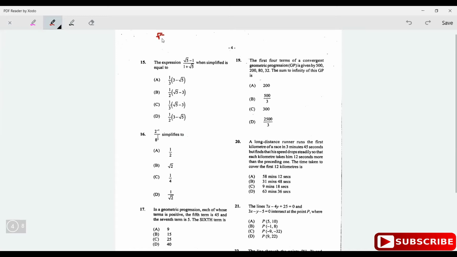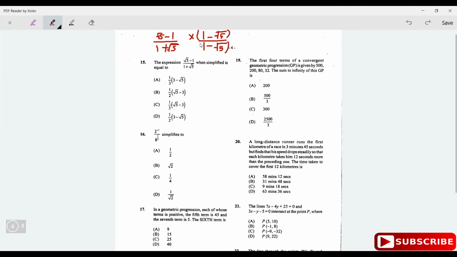So we have root 5 minus 1 over 1 plus root 5. And to simplify it, you need to multiply by the conjugate of the denominator. And the conjugate of the denominator is 1 minus root 5. So we multiply both the denominator and the numerator by 1 minus root 5. That is what we do.